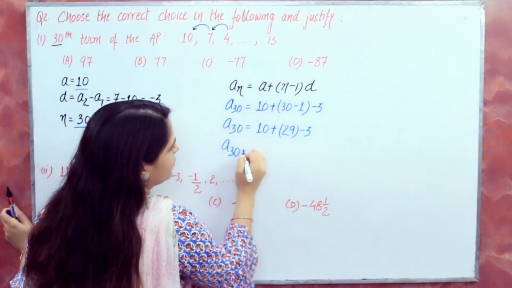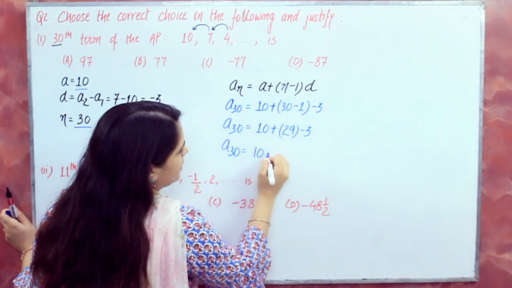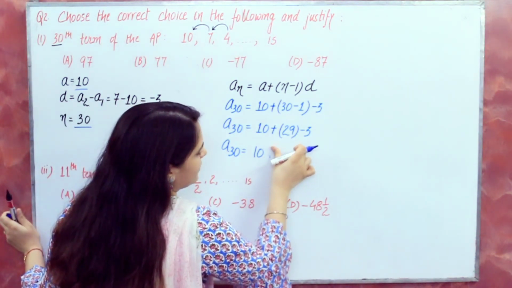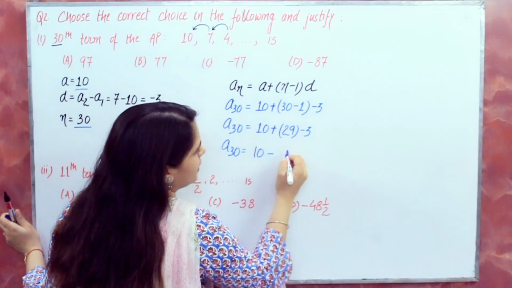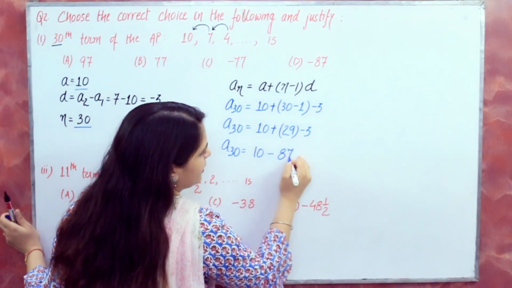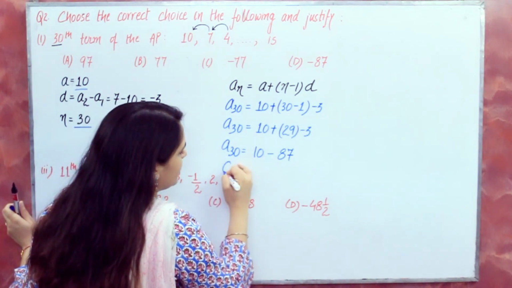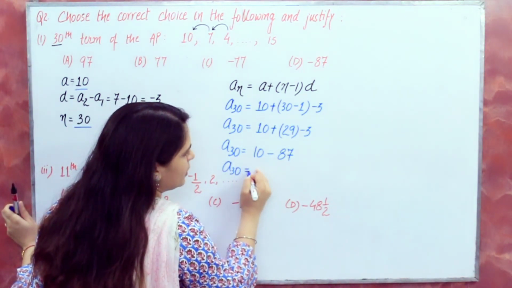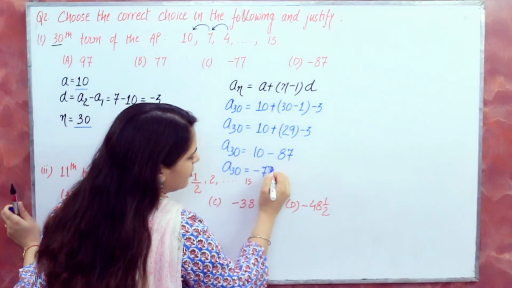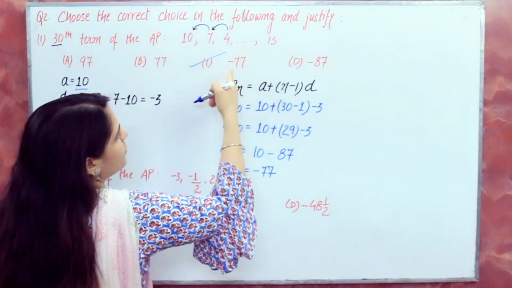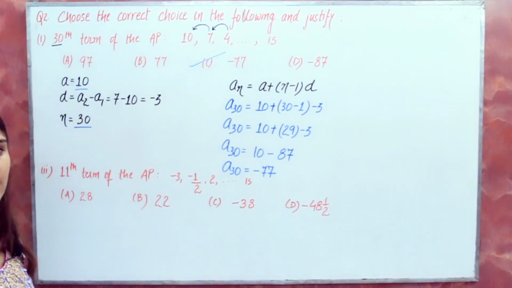So the 30th term will be 10 plus, the minus sign will come here, this will be minus 87. 29 into 3 is 87, and the 30th term will be minus 77. So the correct answer is option C, minus 77.